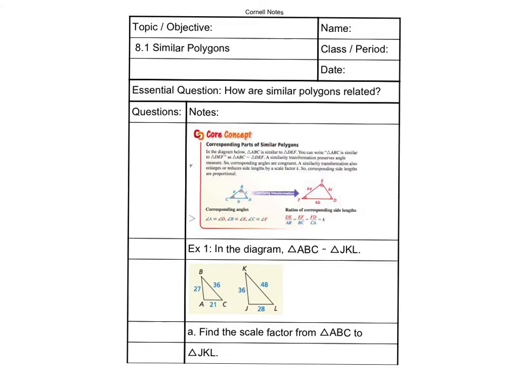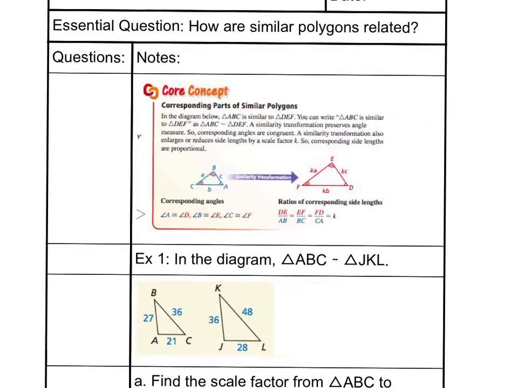All right, geometry students, we are going to start with our section on similar polygons. The work that you did in the last section should be like prep work for this section, so it shouldn't be too bad. Our essential question is, how are similar polygons related? We're going to go through a couple different pieces of information.